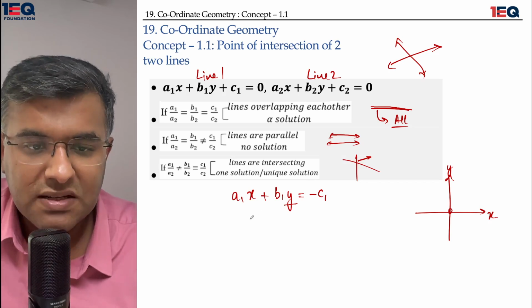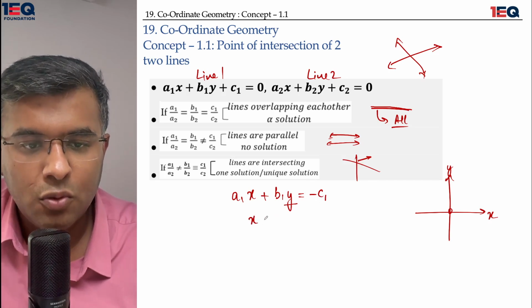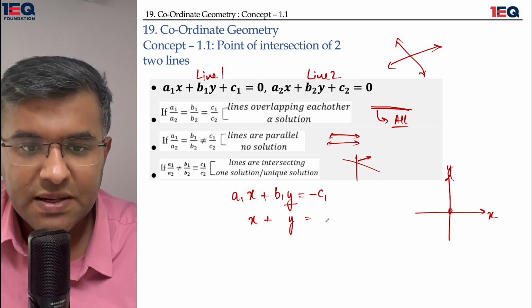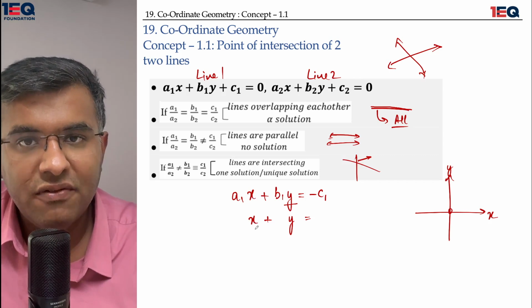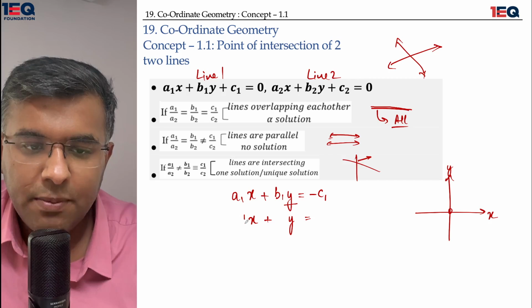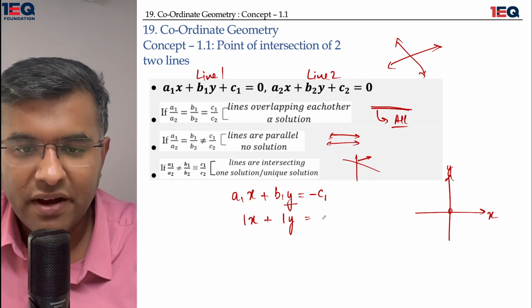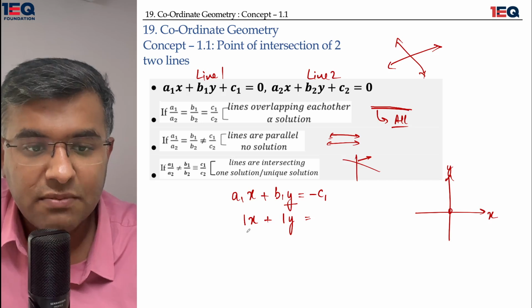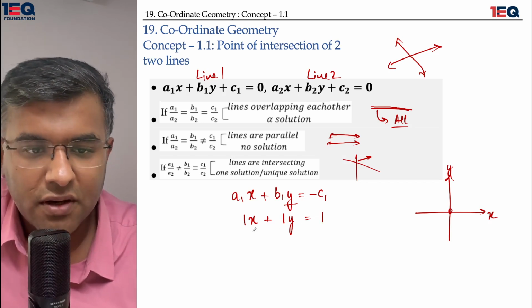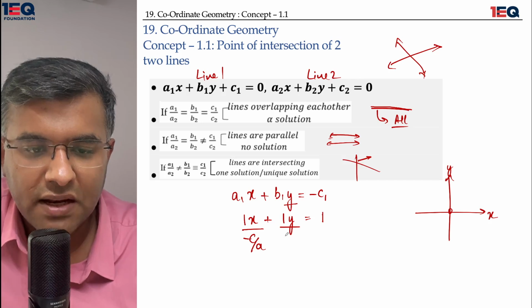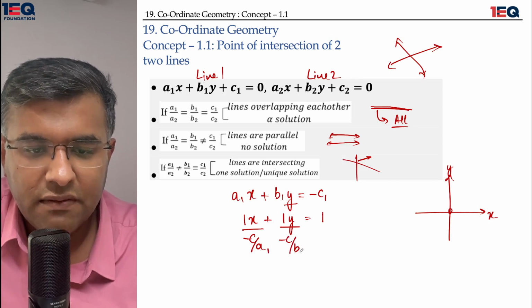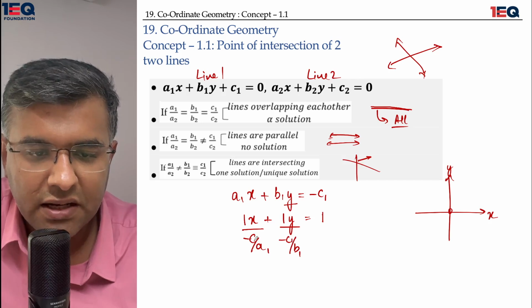An easier way to do that is to use the intercept form of a line. Whenever I talk about the intercept form of a line, I need to have the coefficients of x and y equal to 1. That means I have to find the value of 1x, 1y. For that, I would divide the entire equation by minus c. That would leave me with a 1 over here. When I divide by minus c, I can write this as minus c by a, and the other one as minus c by b. Or this can be a1, this can be b1, this can be c1, and this again can be c1.